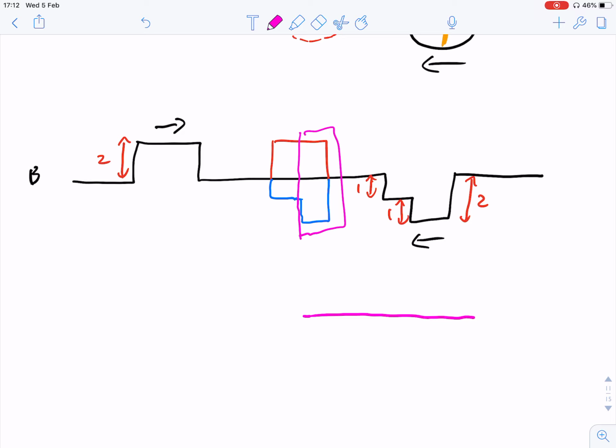The other half, there are two units going up this way, and there's only one unit going down, which means there is going to be one unit going up over there with the other part canceling each other like that.